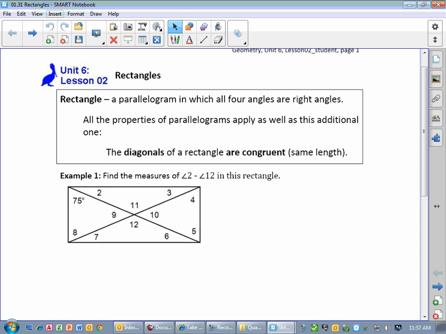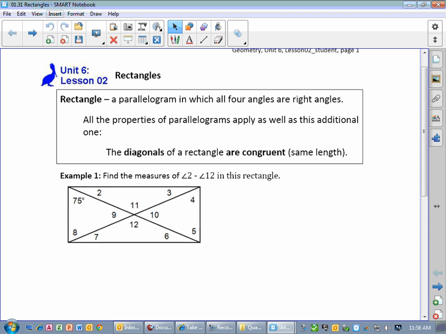So a rectangle is defined as a parallelogram. Yes, we went over parallelograms. So a rectangle is a parallelogram, which is what we went over yesterday. In other words, we have opposite sides parallel, except one additional thing. All four angles happen to be right angles. So a rectangle is a parallelogram with right angles.